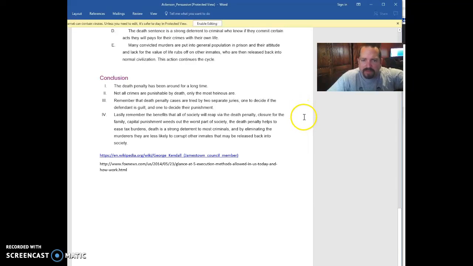Lastly, remember the benefits that all of society will reap via the death penalty. Closure for the family, capital punishment weeds out the worst of society, the death penalty helps to ease tax burdens, death is a strong deterrent to most criminals, and by eliminating the murderers, they are less likely to corrupt other inmates that may be released back into society.